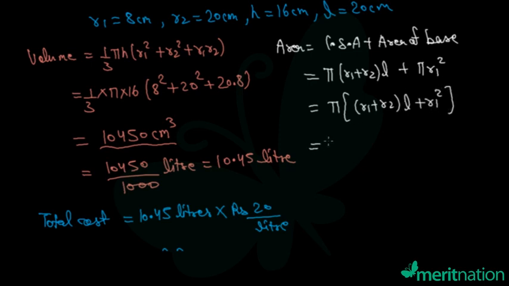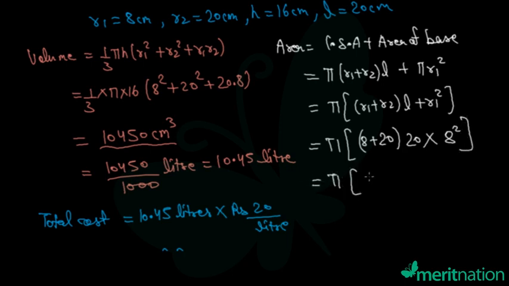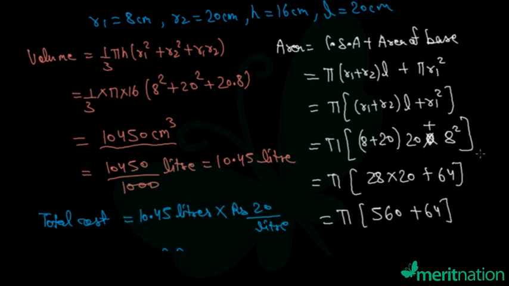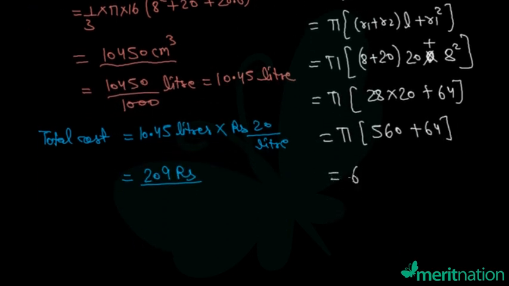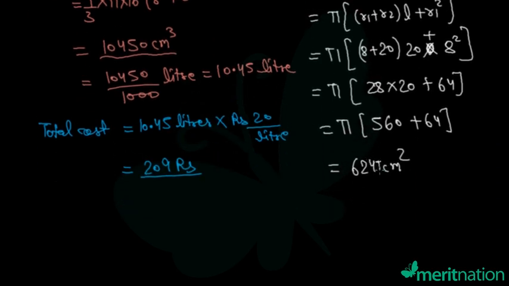Now let's substitute all the values. Pi into ((R1 that's equal to 8, R2 20, 8 plus 20) into L, slant height we calculated as 20, plus R1 square that's 8 square). So area would be equal to pi into (28 into 20 plus 8 square, 64). It's equal to pi into (560 plus 64). It's equal to 624 pi centimeters square.